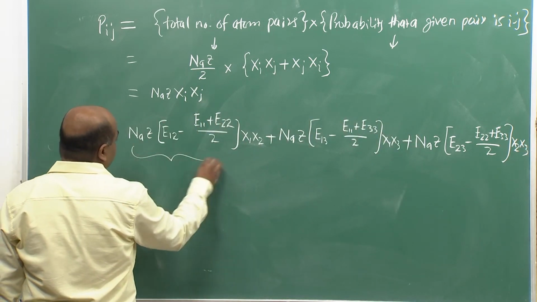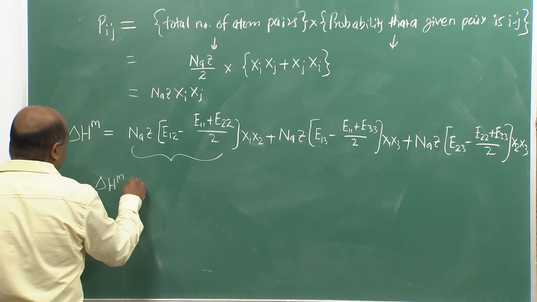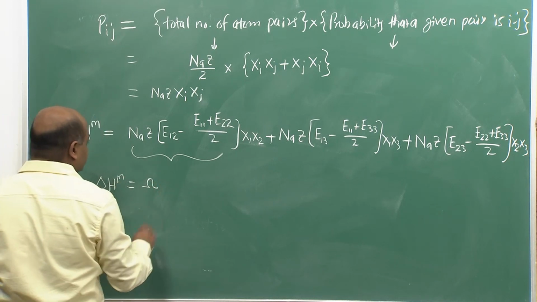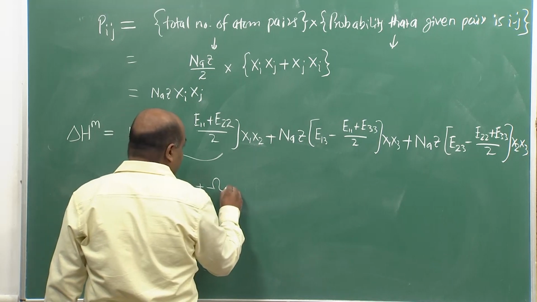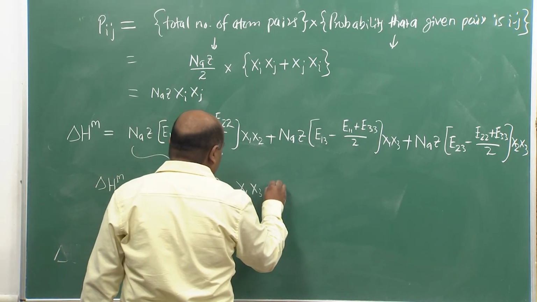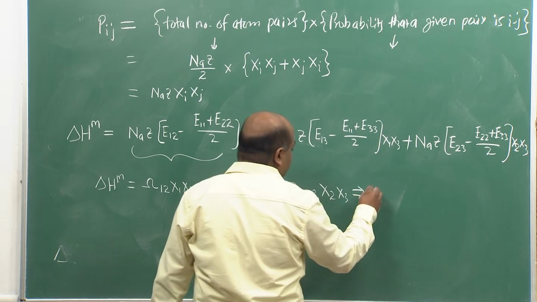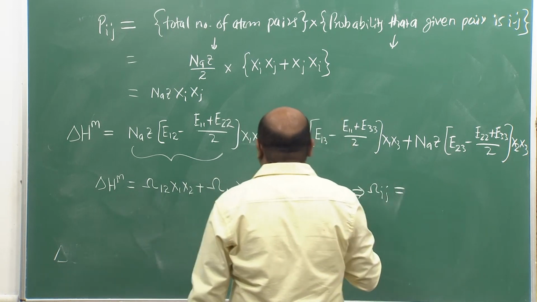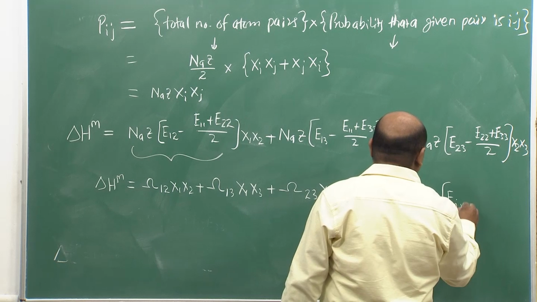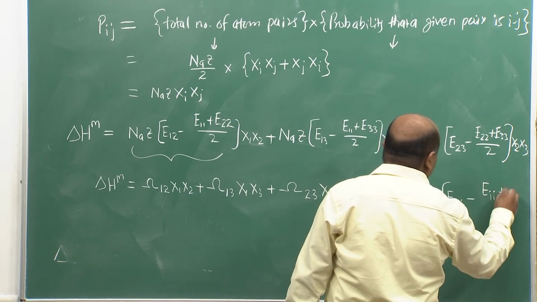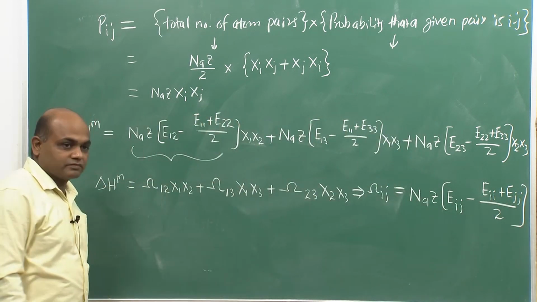If we denote this term as omega ij, then we have delta Hm is equal to omega 12 x1 x2 plus omega 13 x1 x3 plus omega 23 x2 x3, where omega ij is nothing but NaZ times Eij minus Eii plus Ejj divided by 2. Clear?